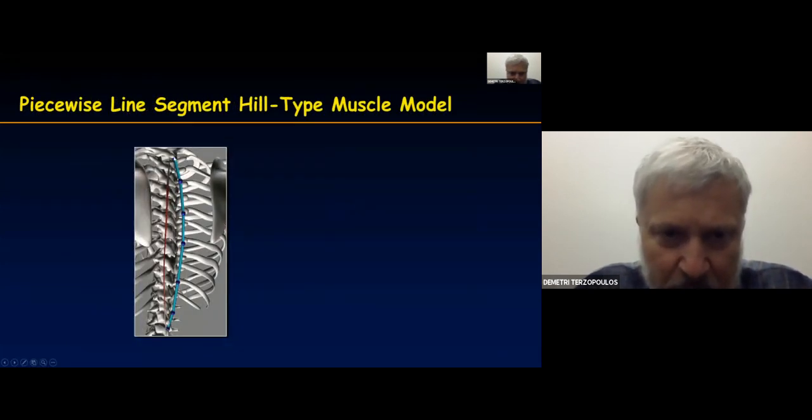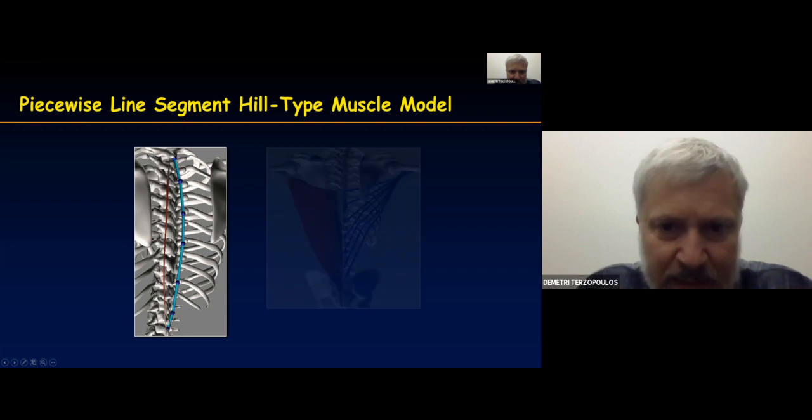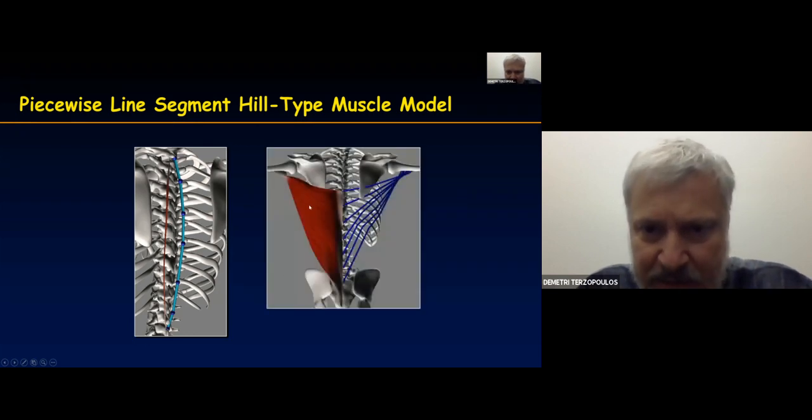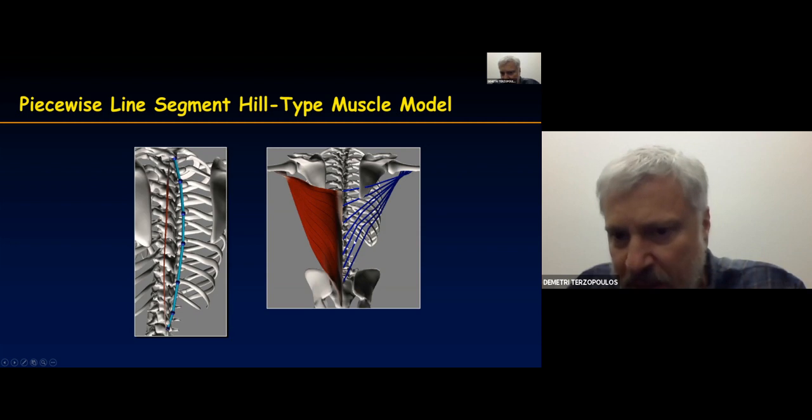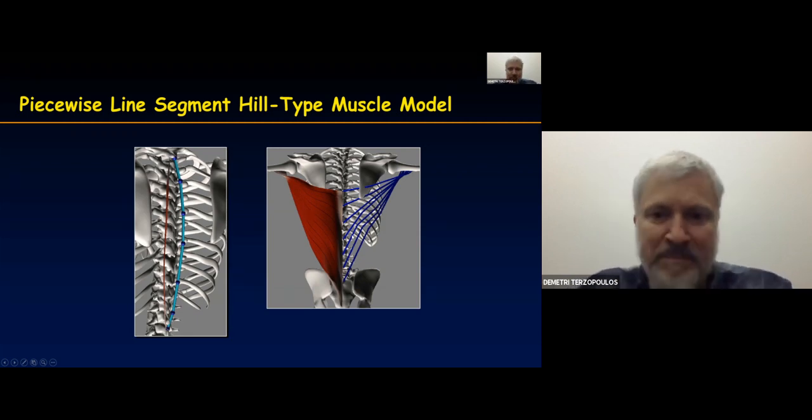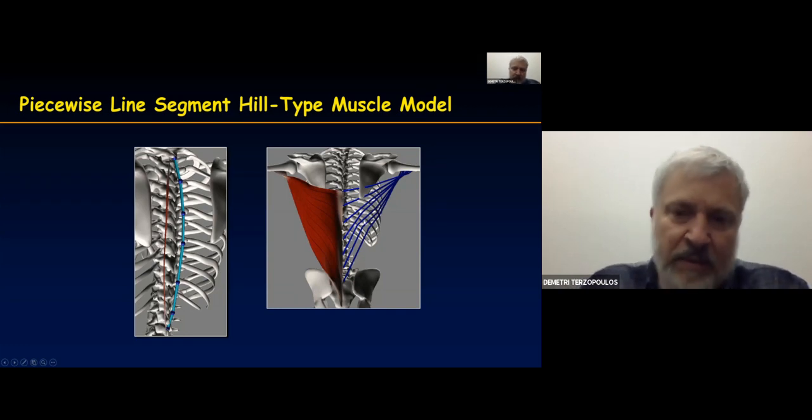And some of these longer muscles are done as series combinations of Hill actuators like that. And some of the big broad muscles, like this is the latissimus muscle in the back, big broad muscle, it's created by multiple Hill actuators in series and in parallel.